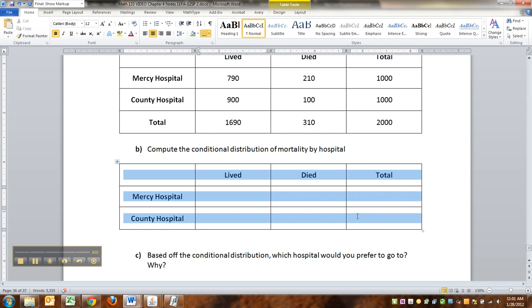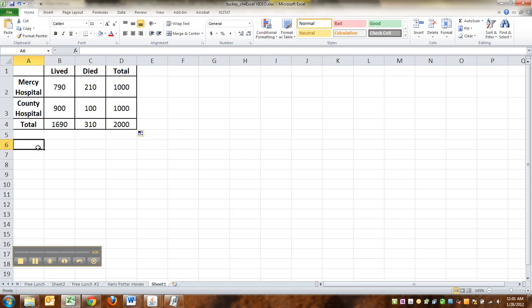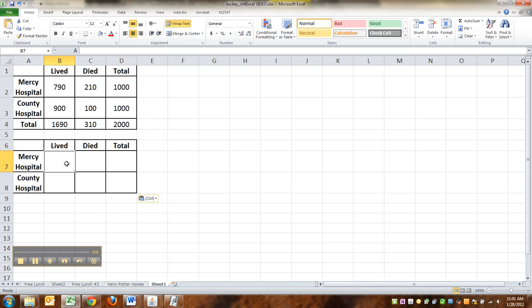So here we are, and we want to find the conditional distribution for these two hospitals. So let me go in here. Okay, and the way you do this is you're going by hospital. So in other words, by row. So you want to take the 790 and divide it by the row total right here, and give that dollar signs, that way when you drag the formula across, everything will be great.